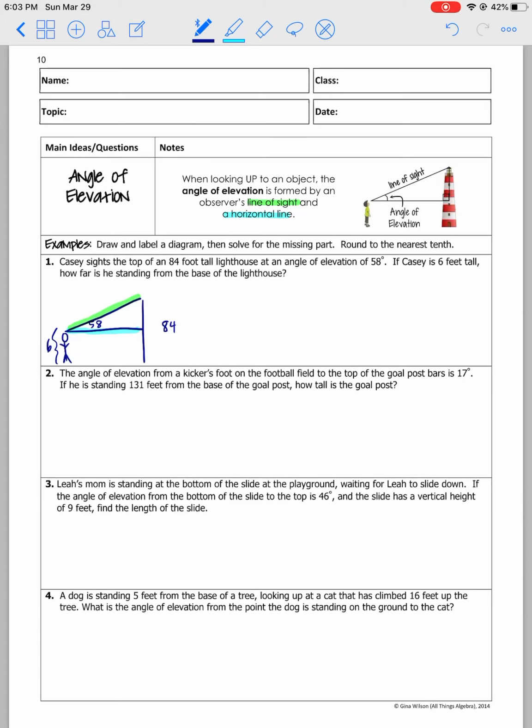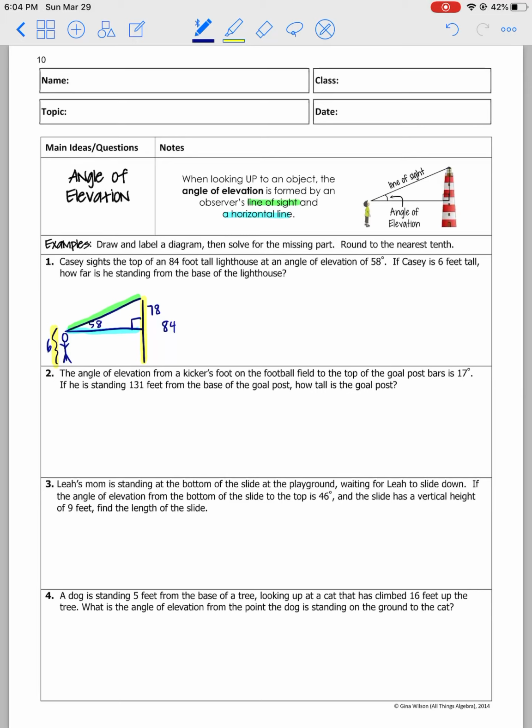All right, now we obviously need to find a side of the triangle because we don't have one yet. We know that the lighthouse, the entire thing, is 84 feet, but that's not a side of our triangle. We know that Casey's 6 feet, but that's not a side of our triangle. But what we do know is that the lighthouse is 78 feet taller than Casey. This is obviously not to scale. Because if he's 6 feet, the lighthouse is 84 feet, the difference is 78. So that is one of the sides of your triangle.